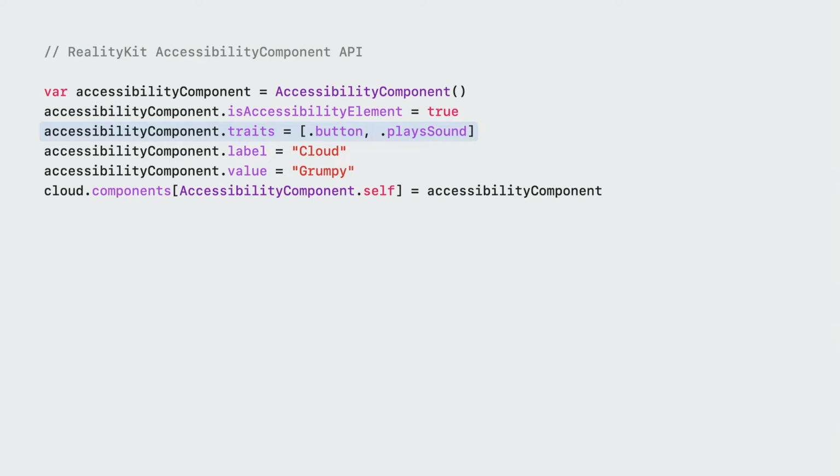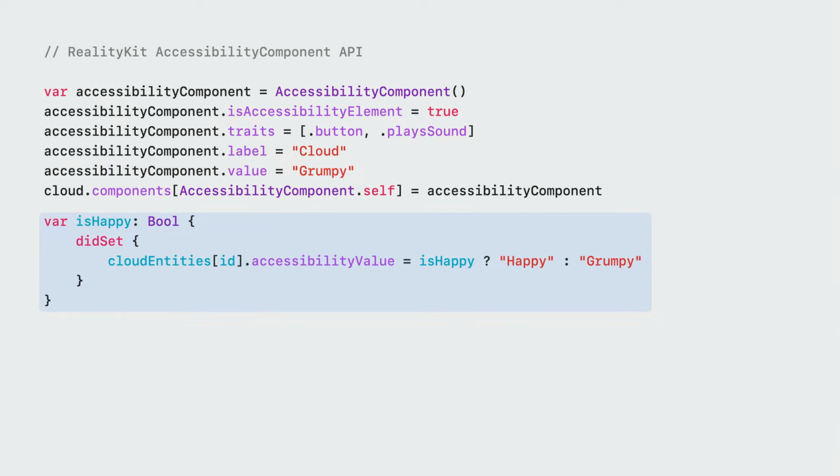Next, we'll give the cloud the button trait, so that technologies like switch control and voice control understand that this cloud is a user interactive item. We'll also give it the plays sound trait, since the clouds play a sound when they turn happy. Next, we can give the cloud a name via the label property, and a value describing its grumpy or happy state.